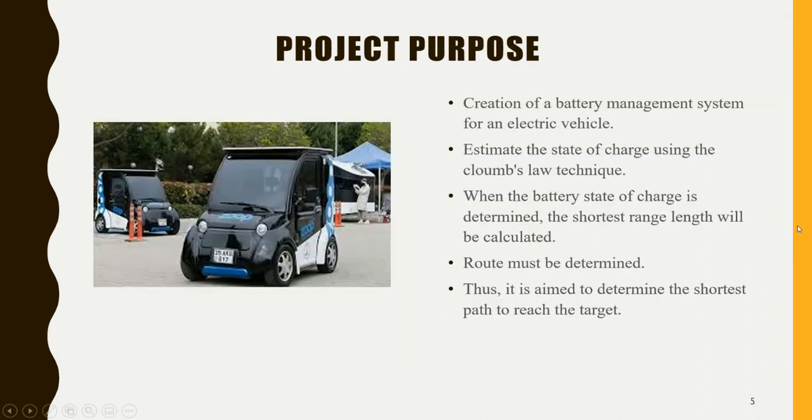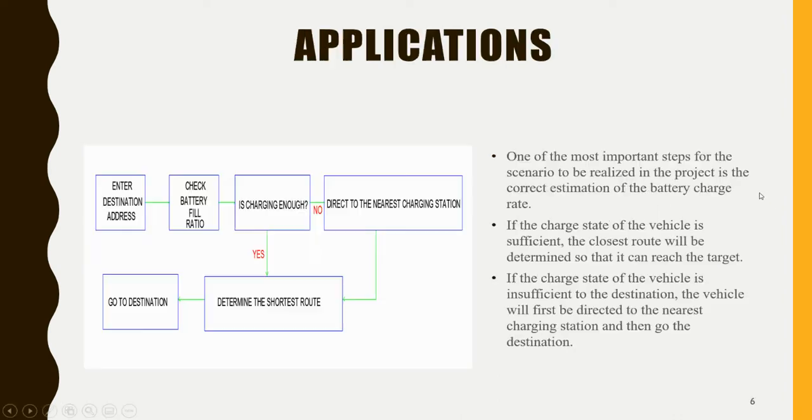Project purpose. Creation of a battery management system for an electric vehicle. Estimate the state of charge using the Coulomb counting technique. When the battery state of charge is determined, the shortest range length will be calculated. Route must be determined. Thus, it is aimed to determine the shortest path to reach the target.